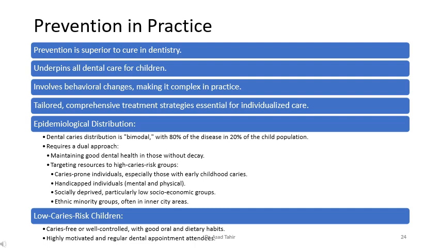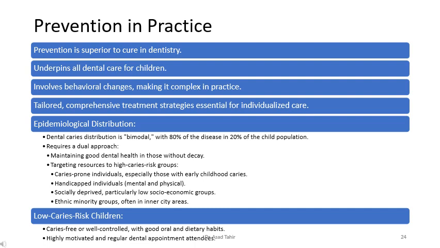Epidemiological distribution of dental caries. Understanding the epidemiological distribution of dental caries is key to our preventive efforts. Dental caries distribution follows a bimodal pattern, with a significant portion of the disease concentrated in a minority of the child population. This necessitates a dual approach.